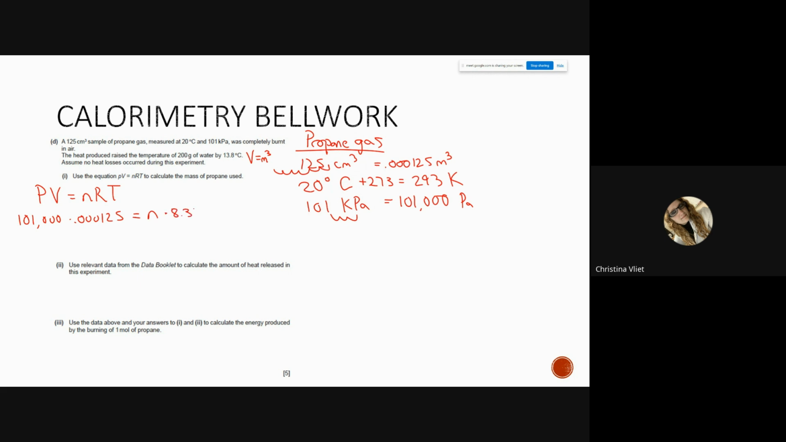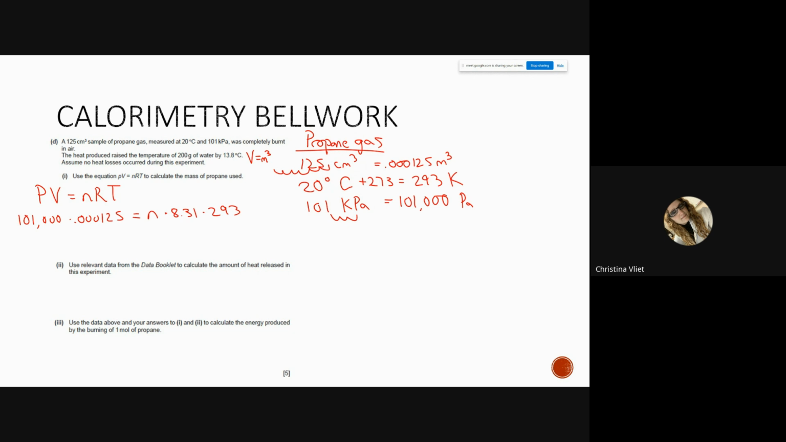8.31 is the gas constant. It's also on that little paper, so we don't have to remember. You don't have to memorize it. All right, now read it carefully. Temperature would be 293. All right, solve for N.